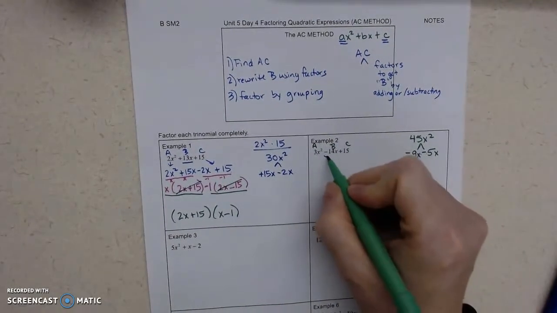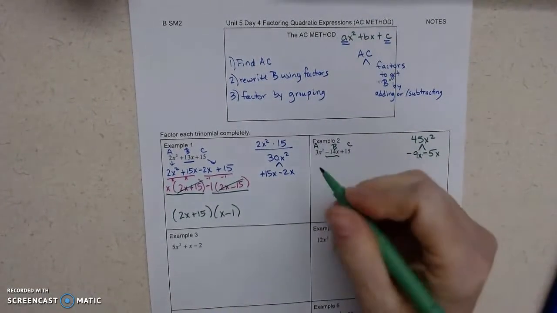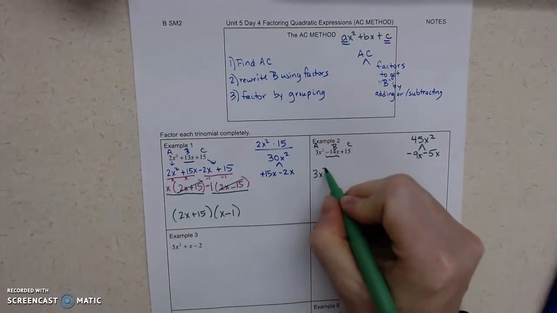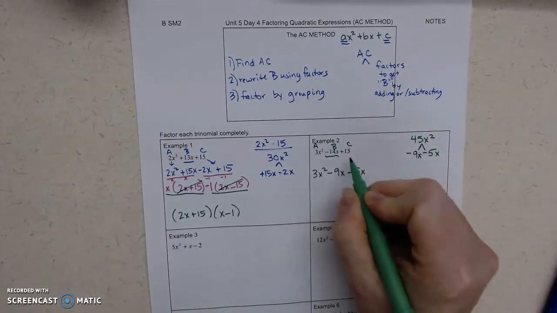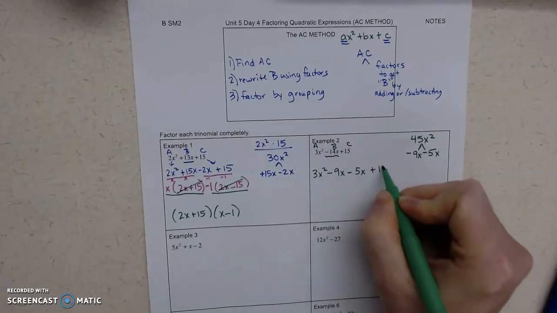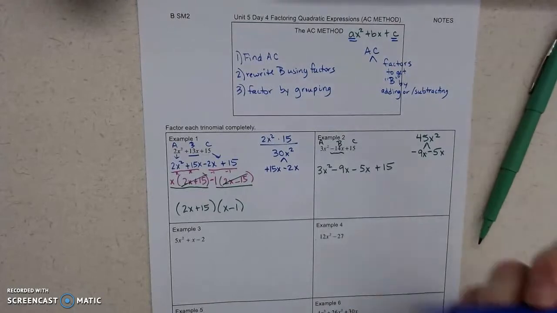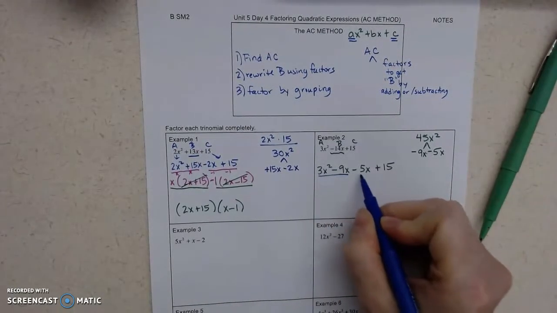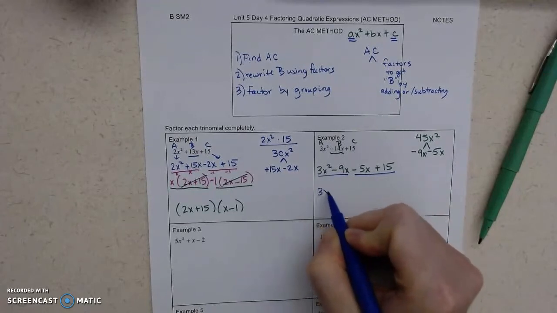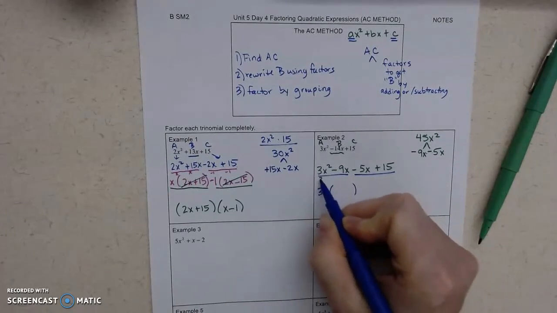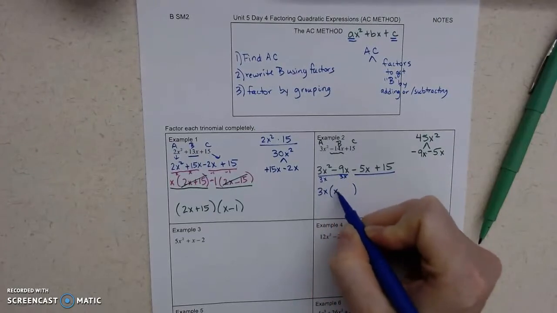So I'm going to rewrite the 14x using these two factors. So 3x squared minus 9x minus 5x, and then I still keep the plus 15. Okay? So then I'm going to factor by grouping, which is common factoring twice. The first two have a 3x in common. If I divide by 3x, and you can do that in your head, you'll be left with x minus 3.